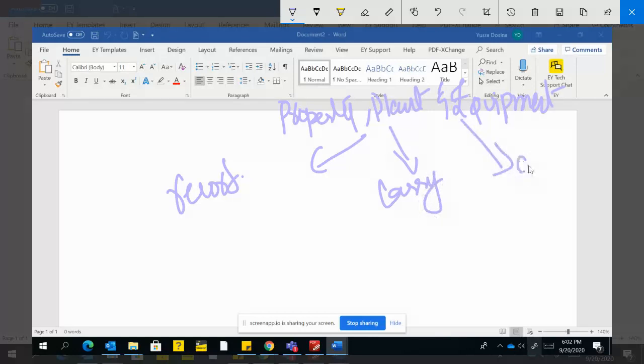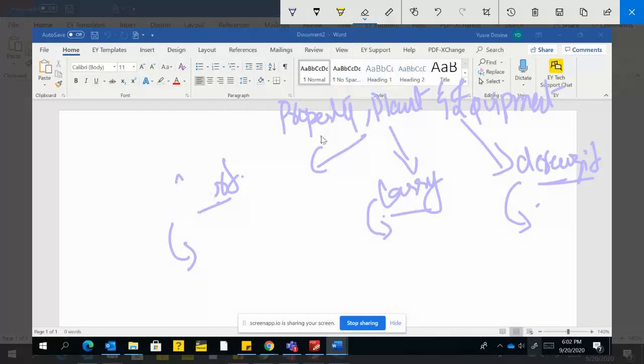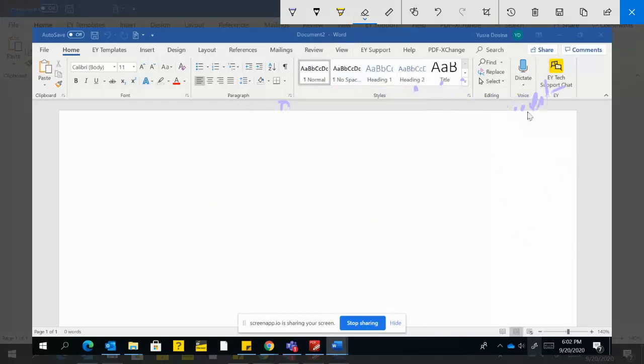And how do we de-recognize PPE in our books? So, how do we record, how do we carry, and how do we de-recognize? What is the criteria to record PPE? What are the models for how we carry our property, plant, and equipment in our balance sheet, in our financial statements, in our accounts, and what is the criteria to de-recognize property, plant, and equipment? So, first of all, how to record? What is the criteria to record PPE in our books?